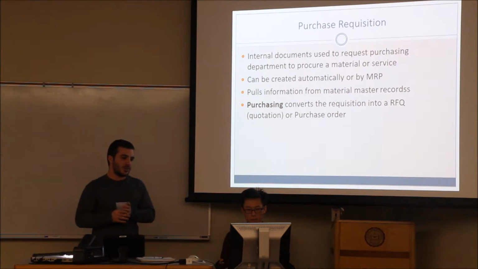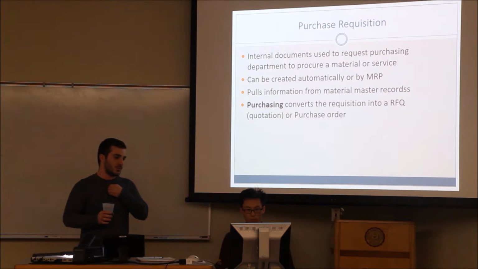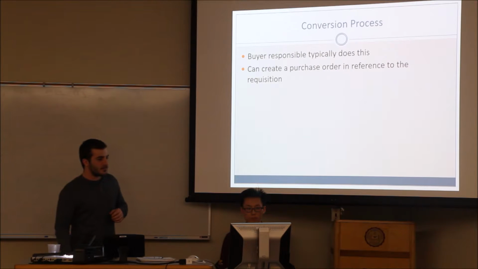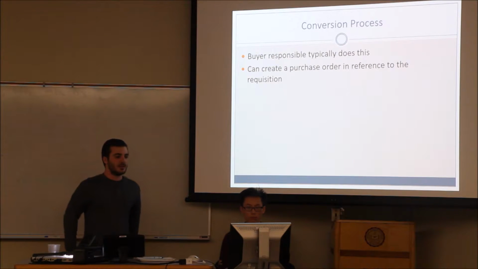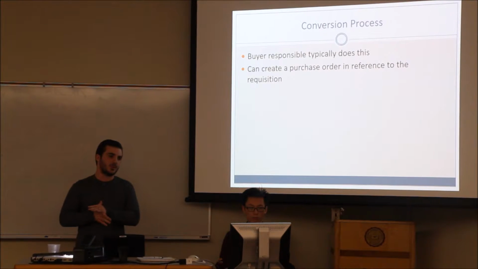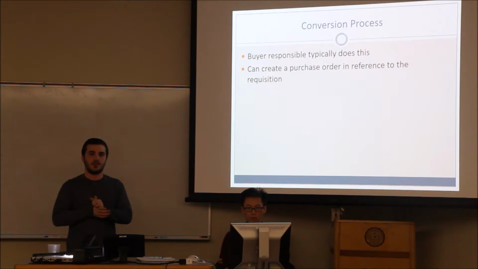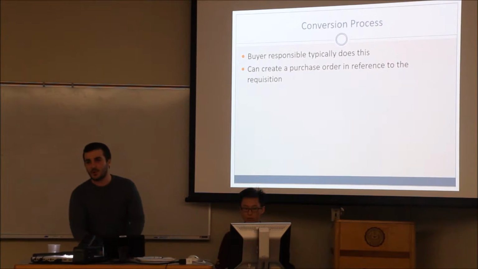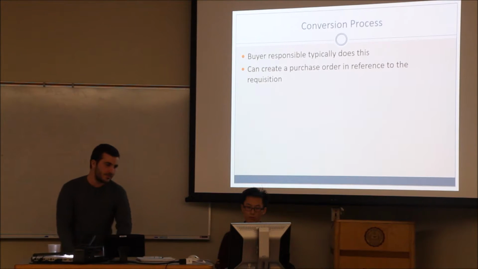It pulls information from material master records, and then the purchasing department converts the requisition to a request for a quotation or a purchase order. The conversion process: the buyer typically does this when they convert the purchase requisition into a purchase order. At this point, when you convert the requisition into the order, the requisition is basically, I need these materials, and the order is, we're going to get these materials.